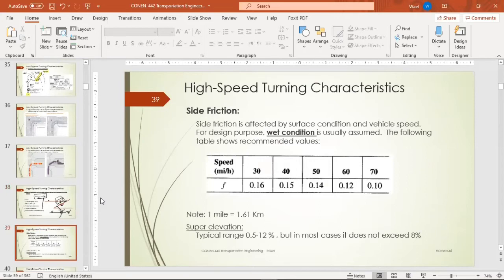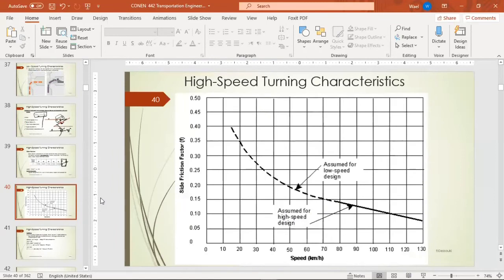Of course, the side friction decreases with the speed. It's not similar to the longitudinal friction. If we have a vehicle here, and these are the wheels of the vehicle, there's a longitudinal friction and there's a side friction. This is the side friction. The longitudinal friction remains the same, but the side friction decreases with the speed, down to 0.1 and even lower than this. This curve shows the relationship between the side friction factor and the speed of the vehicle. Okay. Any questions?